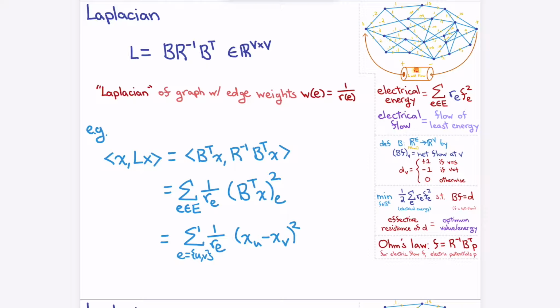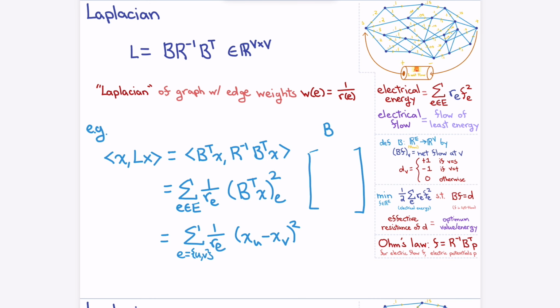Okay, so maybe I can draw a picture of B. So B is trying to... So if I have an arc from UV and I look at the U column and the V column, and I'm doing the net flow that goes... Oh, did I get that backwards? I got it backwards.